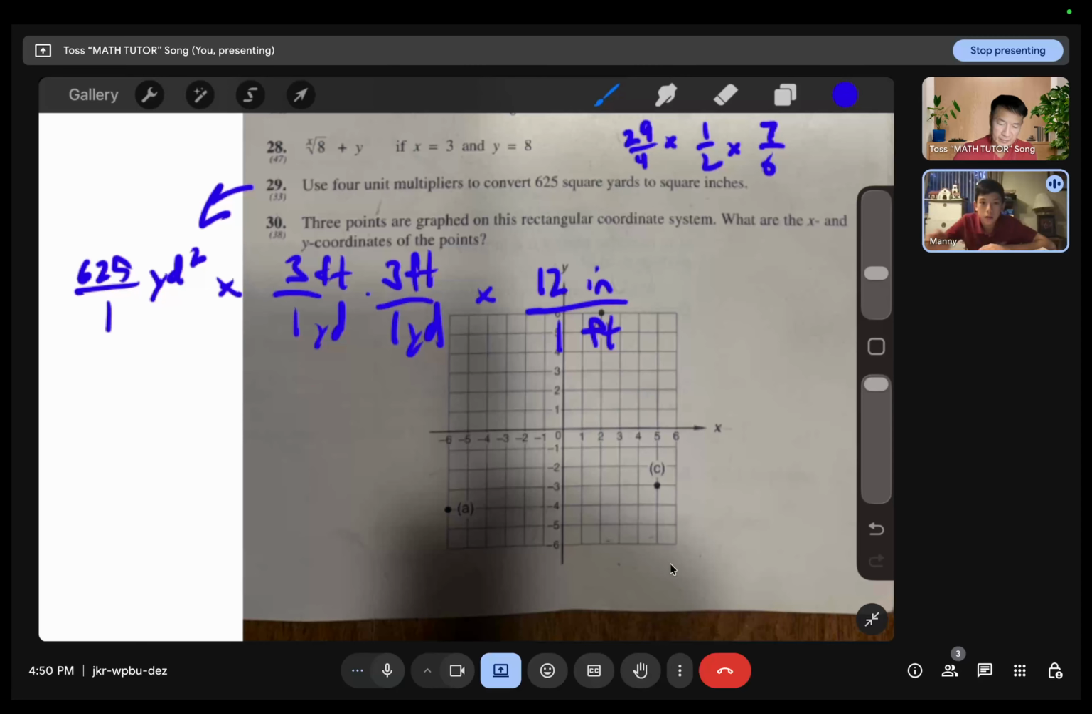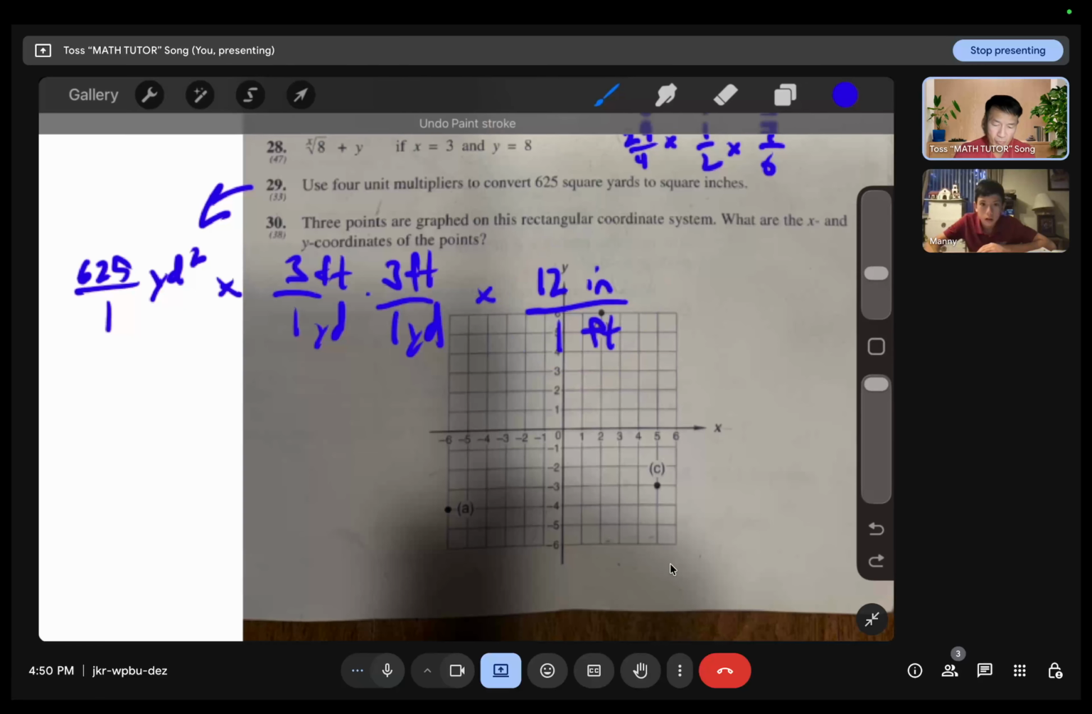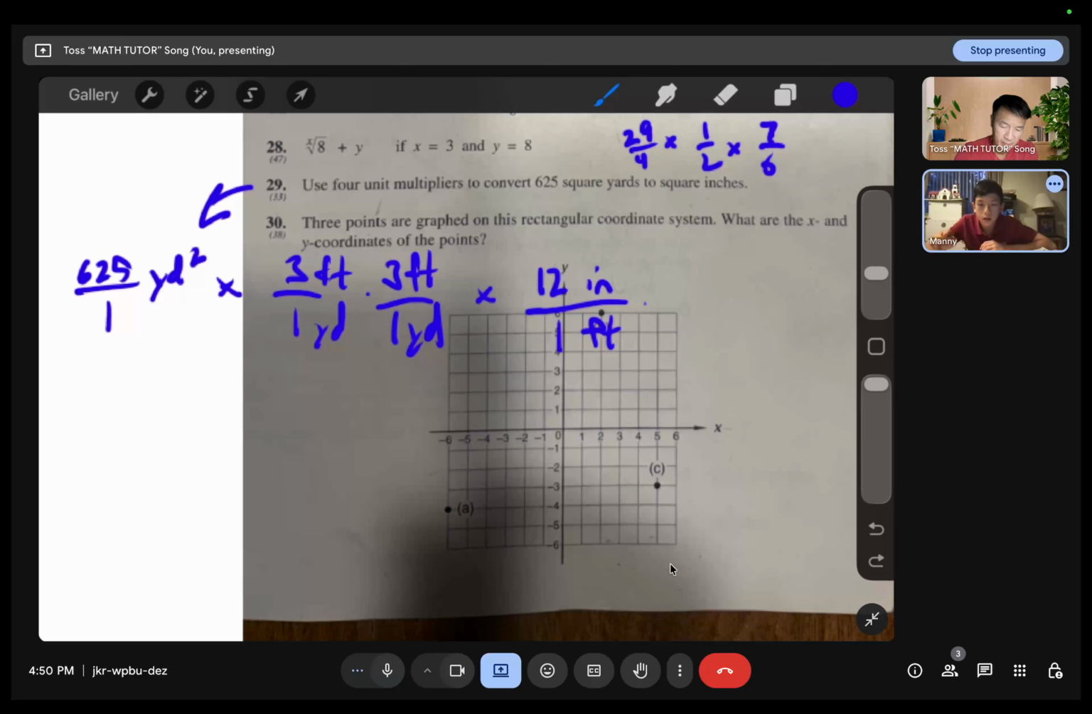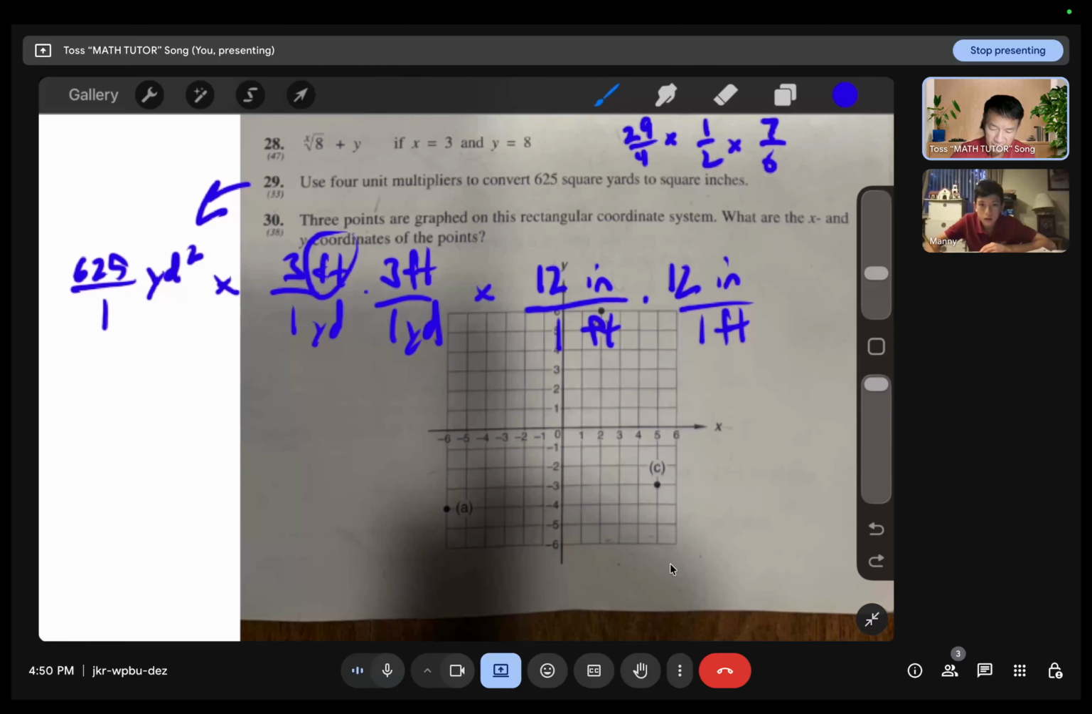And then you have to cross cancel. Wait, it's not done yet. Oh, and then times 12 inches over 1 foot. Is that okay to make the square out of them? Yeah, this will get you the feet squared. If I were to continue and show the work, it'll be 9 feet squared over 1 yard squared.